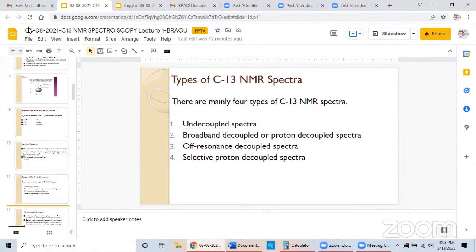Now, let us come to the different types of C13 NMR spectra. From the different types of C13 NMR spectra, we get specific, useful information. Mainly four types of C13 NMR spectra are normally recorded. One is the undecoupled spectrum, the second is the broadband decoupled or proton decoupled spectrum, the third is the off-resonance decoupled spectrum, and the fourth is the selective proton decoupled spectrum. Each will give you different information that we are going to discuss.